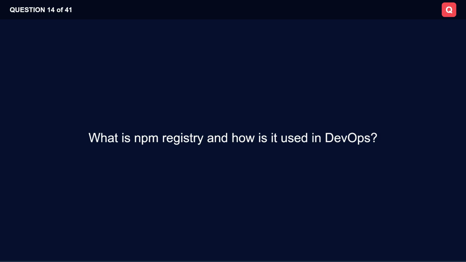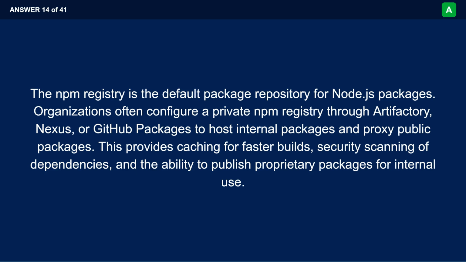What is the npm registry, and how is it used in DevOps? The npm registry is the default package repository for Node.js packages. Organizations often configure a private npm registry through Artifactory, Nexus, or GitHub Packages to host internal packages and proxy public packages. This provides caching for faster builds, security scanning of dependencies, and the ability to publish proprietary packages for internal use.